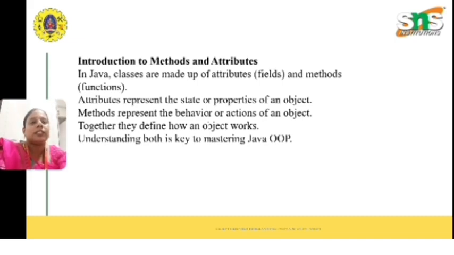Why do we call them methods instead of functions? Because methods can be declared inside of the class only in Java. We cannot declare any methods outside of the class, so that is why we call them methods. Attributes represent the state or properties of an object. Methods represent the behavior or actions of an object. Together they define how an object works. So understanding both is key to mastering Java OOPS.